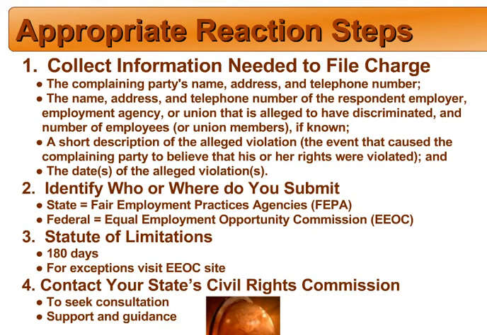First of all, you need to collect the necessary information to file a charge, which includes the following: your information, name, address, and telephone number. The name, address, and telephone number of the responsible employer, employment agency, or union that has allegedly discriminated, and the number of employees or union members if known. A short description of the alleged violation, basically the event that caused you to believe your rights were violated, and the dates of the alleged violation.